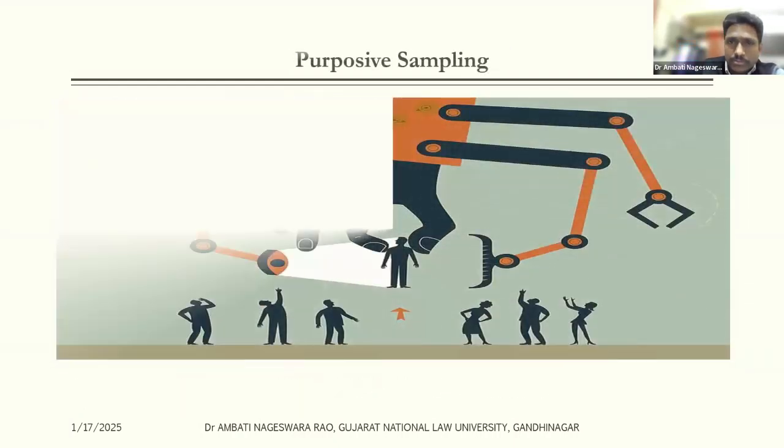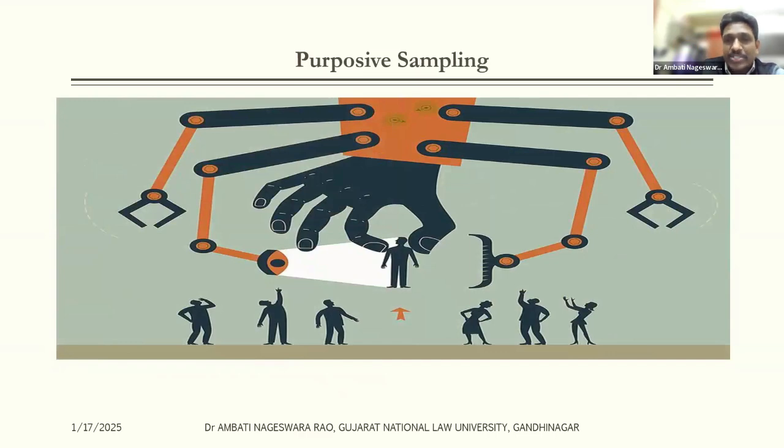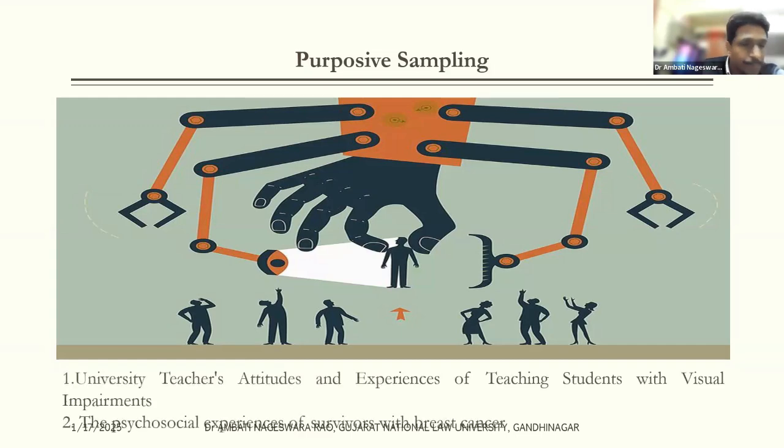Next one, we have purposive sampling. As you can see on this particular slide, purposefully you're selecting some respondents as a part of your study. Let's take an example: university teachers' attitudes and experiences of teaching students with visual impairments. I'm sure there are so many professors and faculty members in this particular workshop. You might have seen one or two students with disabilities in your classroom, right? The thing is, visual impairment is an invisible disability.